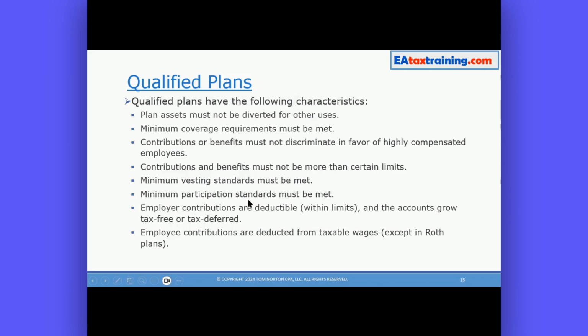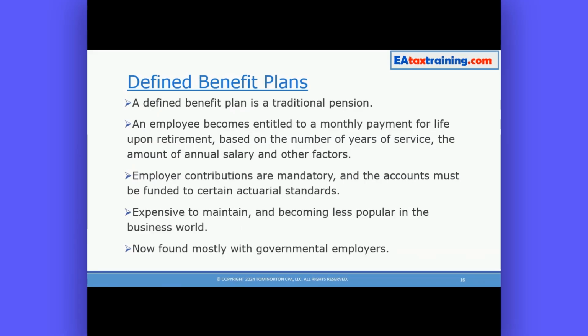There are minimum participation standards that must be met. So a certain percentage of the employees must actually participate in the plan. Not just that they're allowed to participate, but they actually do participate. Employer contributions, as we said, are deductible within the limits, and the accounts grow tax-free or tax-deferred. And employee contributions are deducted from taxable wages, except for Roth type of plans. So we're going to talk about the different types of plans, and so you'll see some of these same ideas come up again. We'll get more specific.